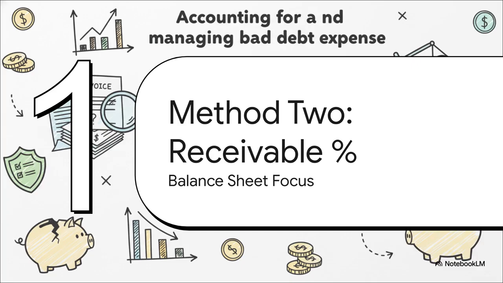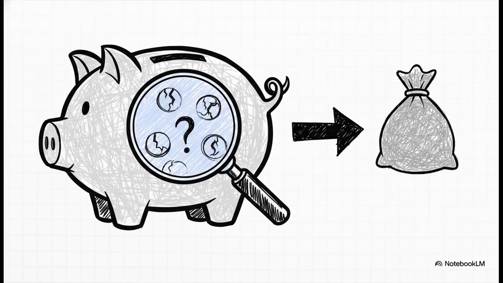It asks a completely different but equally important question about our receivables. With this method, our main concern isn't matching the expense to this period's sales. Instead, our goal is to make sure the accounts receivable asset on our balance sheet is reported at its net realizable value, or NRV. That's a key term you absolutely have to know.